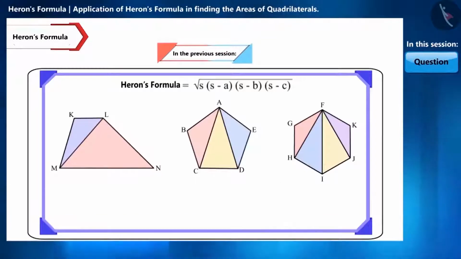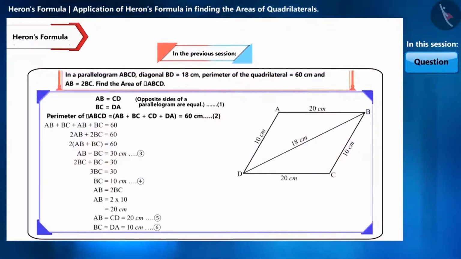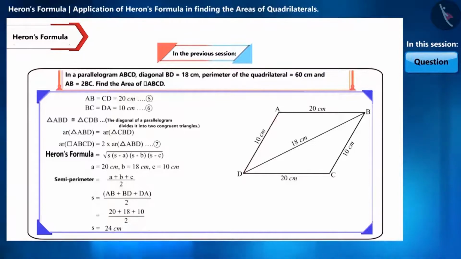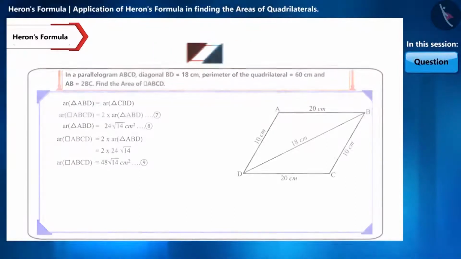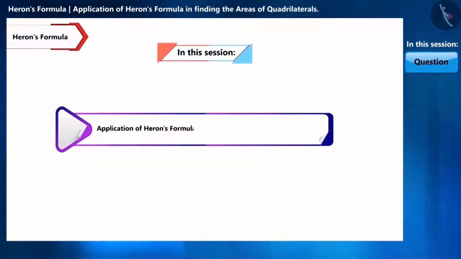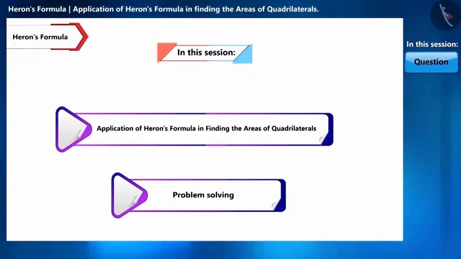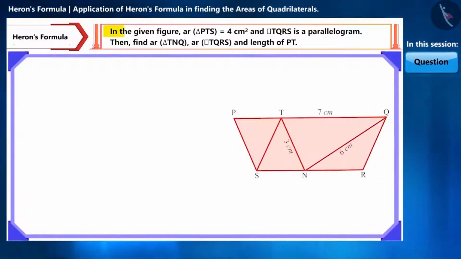In the previous video, we discussed the use of Heron's formula in finding the areas of quadrilaterals. Today, we will solve an interesting question related to this. In the figure, the area of triangle PTS is 4 square centimeters and quadrilateral TQRS is a parallelogram. On the basis of the given information, find the area of triangle TNQ, parallelogram TQRS and the length of side PT.